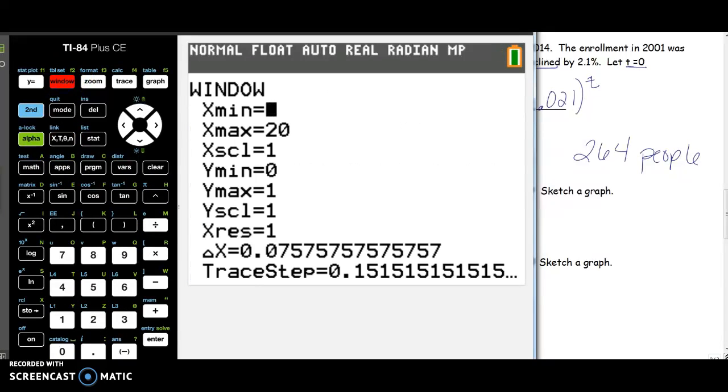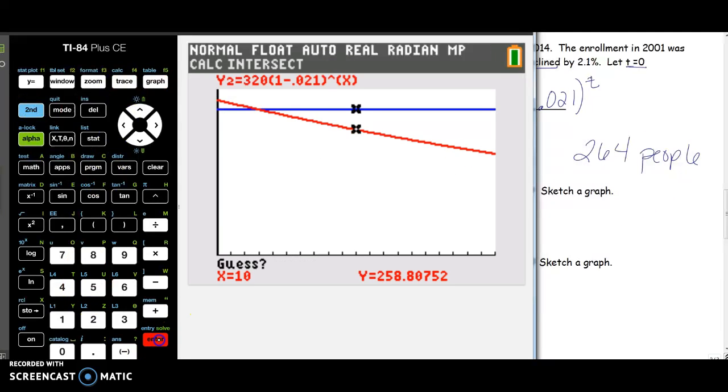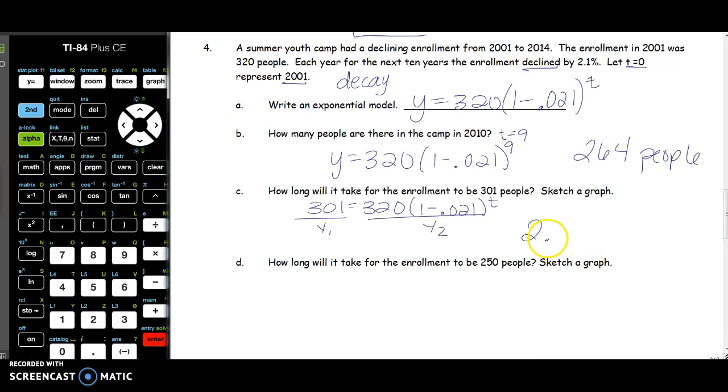We're going to change our window, because right now our y max is at 1. So let's change it to, let's say, again, it doesn't matter, we'll say 340. And then hit graph. Notice on this graph, it's not going up like the others. It's going down because this is a decay problem. So if we find that intersection point, it would say 2.88. So 2.88 years. And again, it wants you to sketch the graph, so it's going down on this one.